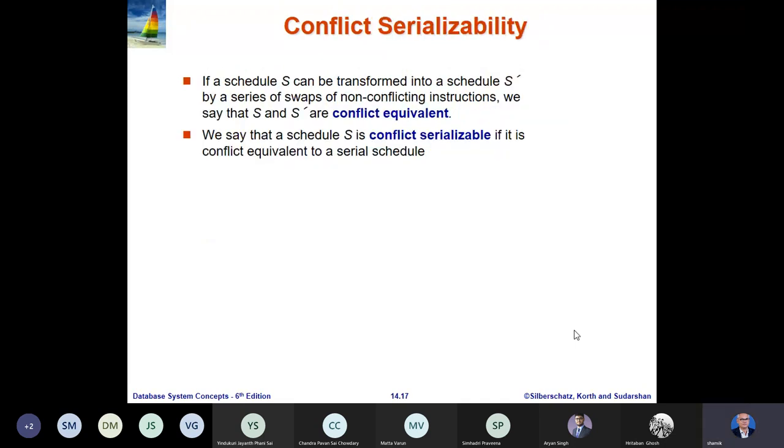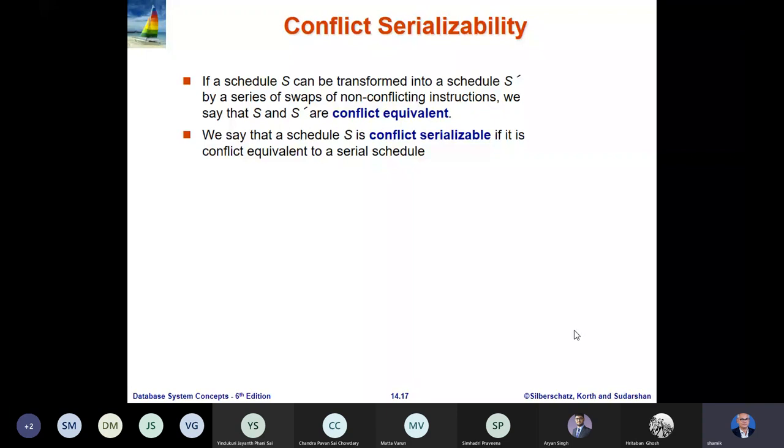So, conflict serializability. Now this definition is important. If a schedule S, so presumably S is a concurrent schedule, can be transformed into a schedule S prime by a series of swaps of non-conflicting instructions, because as I said, if read Q and read Q are there as Ii and Ij, swapping means I can do read Q of Ii first and then read Q of Ij, without changing the temporal order effect. That is what we mean by swapping of non-conflicting instructions. We say that S and S prime are conflict equivalent.